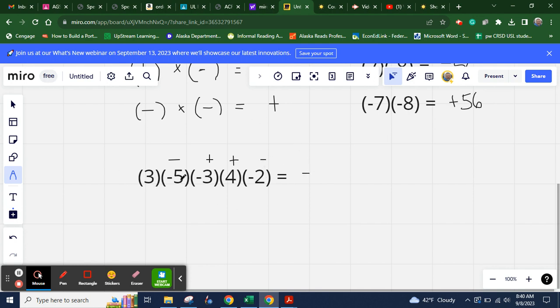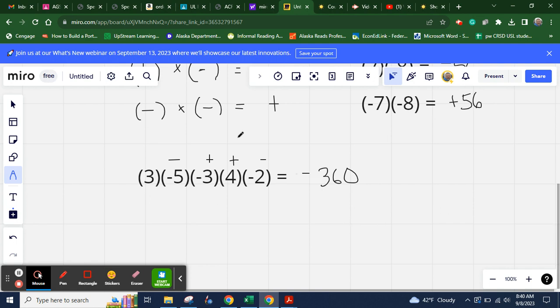And so 3 times 5 is 15. 15 times 3 is 45. 45 times 4 is 180. Then 180 times 2 is 360. And we figured out the sign. So it's negative 360. So you just work your way across, figure out the sign, and then do the multiplication. I think that's all you need.